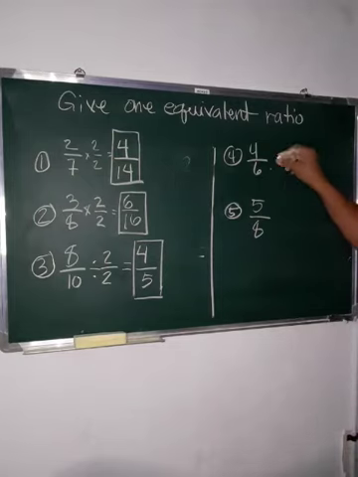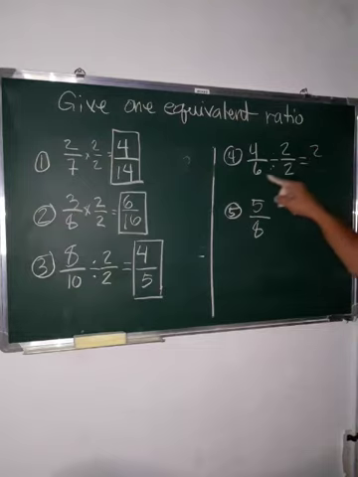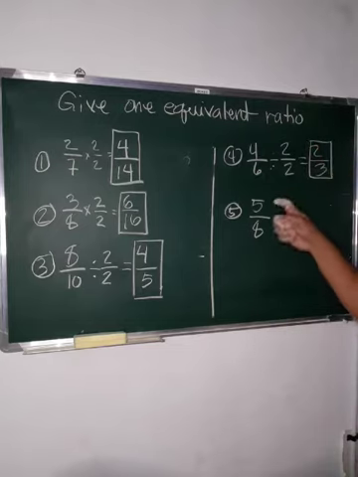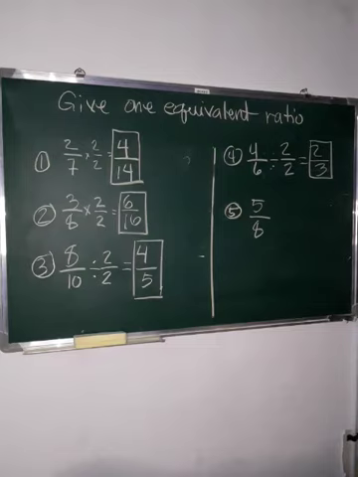Again, 4 and 6, both are divisible by 2. So simply divide. 4 divided by 2, we have 2. And 6 divided by 2, we have 3. Therefore, we have 2/3. Next, 5 and 8, they don't have common factor. Therefore, we're going to multiply both the numerator and the denominator with 2, the least number, except 1. So 5 times 2, we have 10. 8 times 2, we have 16. That's it.